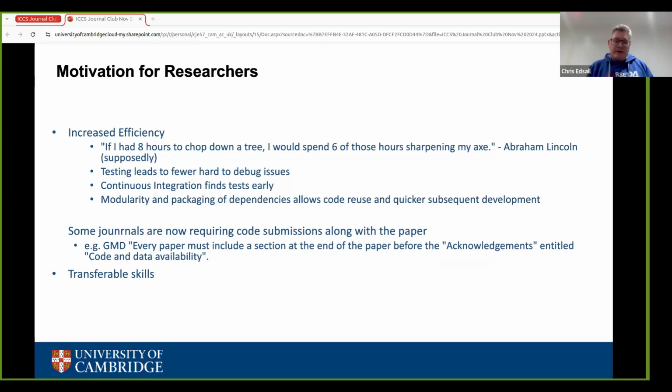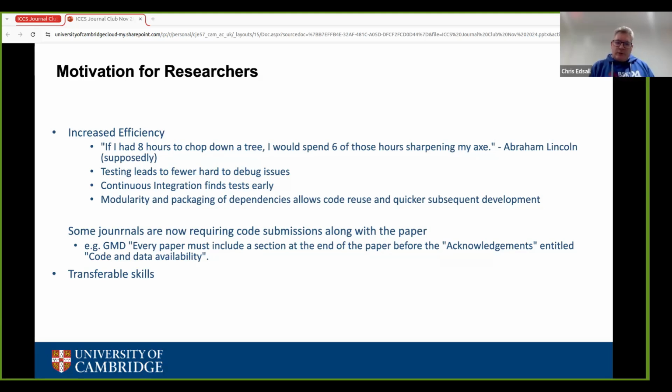If you apply some other techniques like testing, that will mean that you have fewer hard to find bugs, fewer hard to debug issues. If you've got testing and version control, you can do a thing called continuous integration, which will allow you to find the bugs as they are added to the code base rather than much later on. It's much easier to fix a bug when you know what changed, because it's the thing you just changed in the last commit.